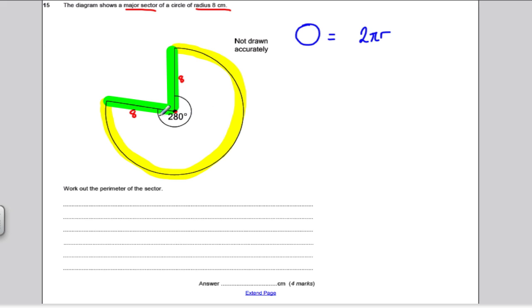We've got, out of 360 degrees in a whole circle, we've got 280 out of 360 degrees. That's how much of a fraction of a whole circle we've got. So, to work out the fraction of the distance, we multiply this fraction by 2 times pi times the radius, which is 8. And we work this out.